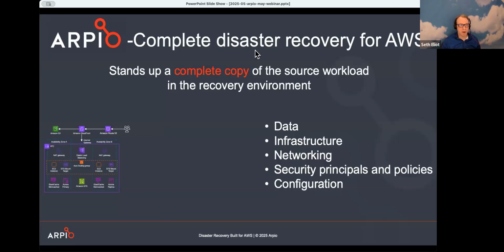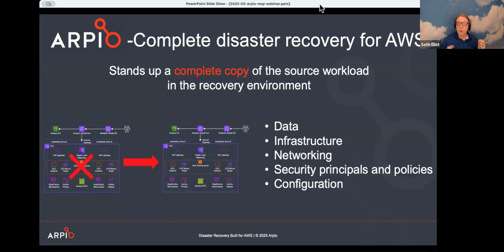But just to put a fine point on it, you're running a workload in AWS and something happens, the big red X, we're going to bring up an entire copy of that workload in a different region, in a different account. And this is not backup software. Backup's about data, and that's an important and critical part of your workload. But we're going to not only back up and restore your data, but back up and restore your infrastructure, your networking, your security principles, and your configuration. And that configuration could be IAM policies, resource policies, environment variables.